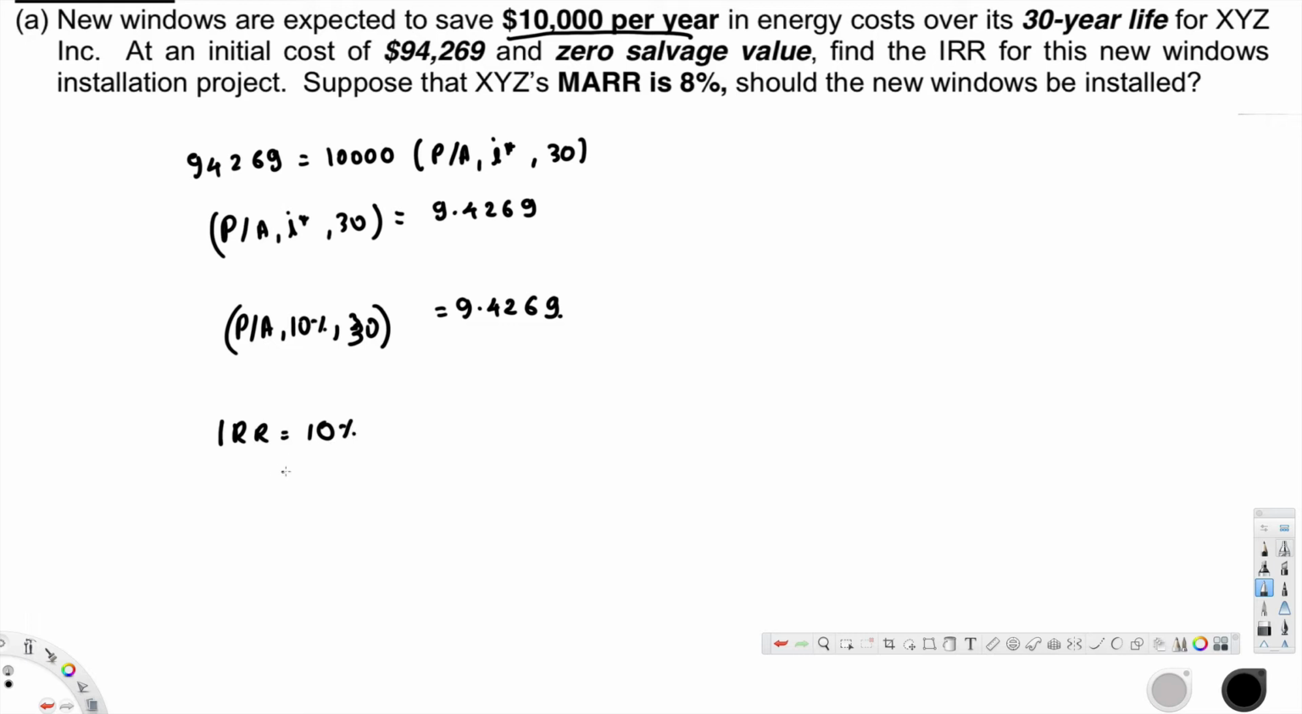So the IRR for this project is exactly 10%, which is more than MARR of this project, that is 8%, that is given right here. So the project should be accepted. If it's more than MARR, it should be accepted. And that's how we do this kind of problems.